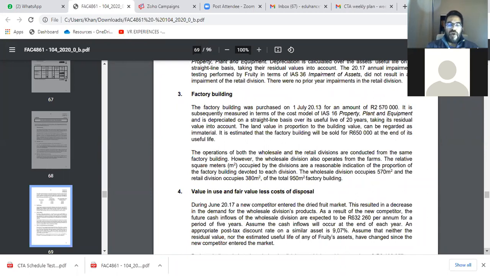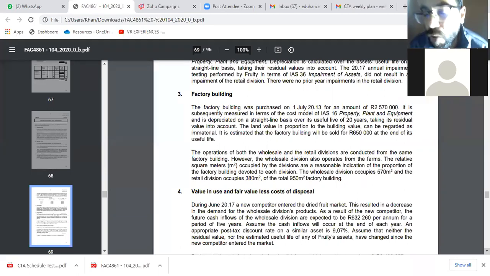The operations of both the wholesale and the retail division are conducted from the same factory building. However, the wholesale division also operates from the farms. The relative square meters occupied by the divisions are a reasonable indication of the proportion of the factory building devoted to each division. The wholesale division occupies 570 and the retail division occupies 380 of the total 950 factory building. So 570 plus 380 equals 950.